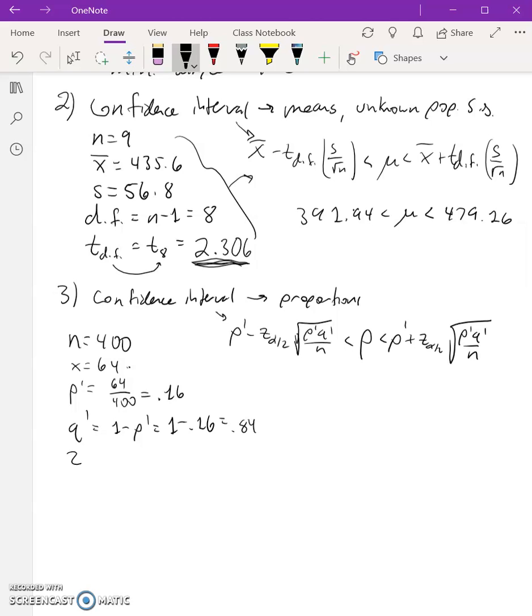Our Z sub alpha divided by 2, because we're looking at 90% confidence, is going to be 1.645. So now when we plug all of this into this formula, we're going to get 0.13 is less than P, which is less than 0.19. So again, what we're saying here is that we are 90% confident that the true population parameter for proportions is going to be between 0.13 and 0.19.